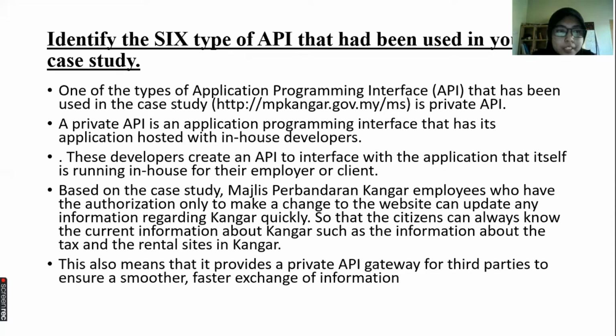Next is to identify the 6 types of API that had been used in our case study. One of the types of API that has been used in the case study is private API. A private API is an application programming interface that has its application hosted with in-house developers. So these developers create an API to interface with the application that itself is running in-house for their employer or client. Based on the case study, Majlis Perbandaran Kangar employees who have the authorization only to make a change to the website can update any information regarding Kangar quickly, so that the citizens can always know the current information about Kangar, such as what I have told you before, like the assessment test or about the rental sites in Kangar.